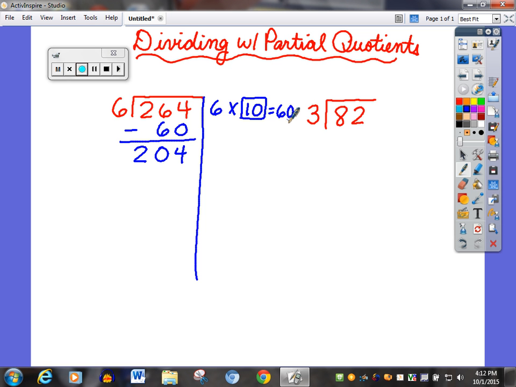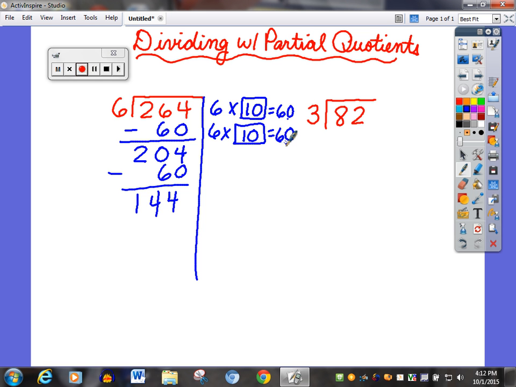So then you ask yourself, can you do this again? And we can take 60 out of 204. So I'm going to say 6 times 10 again, which equals 60, and I'm going to take out my 60. 4 minus 0 is 4, and you know you can't say 0 minus 6, but you can say 20 minus 6 is 14. Okay, and if you needed to go next door farther, you can do that.